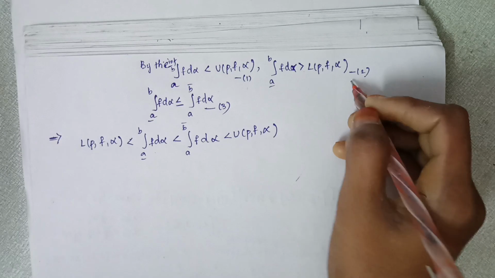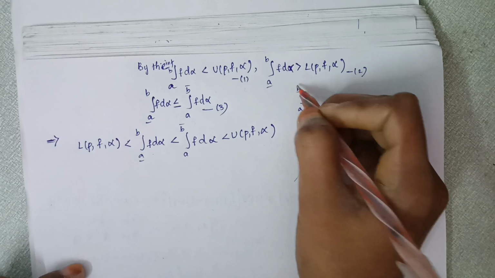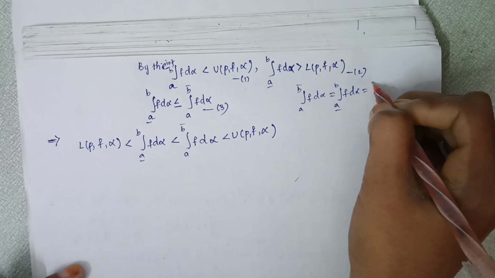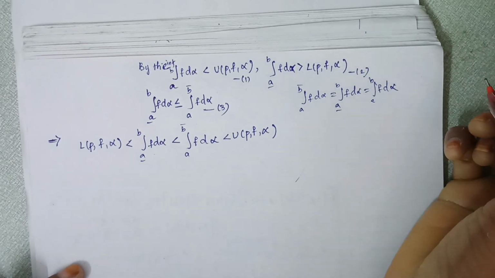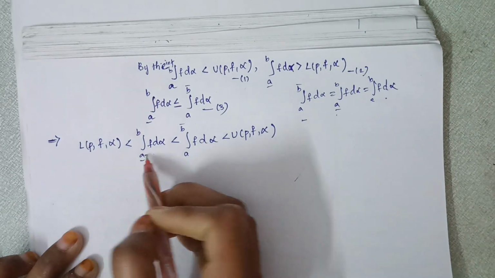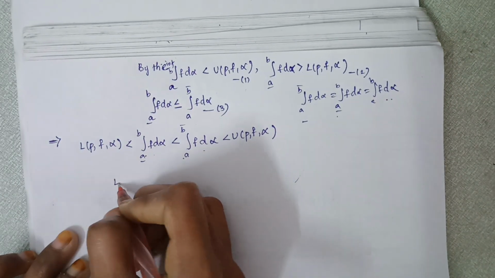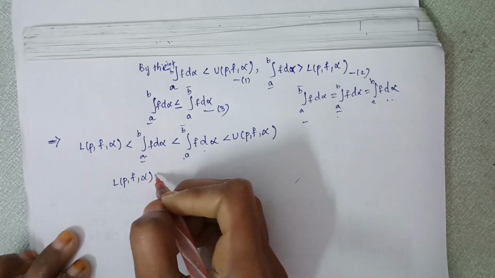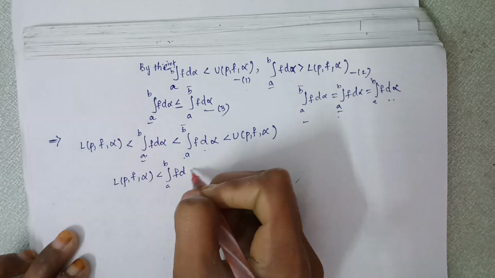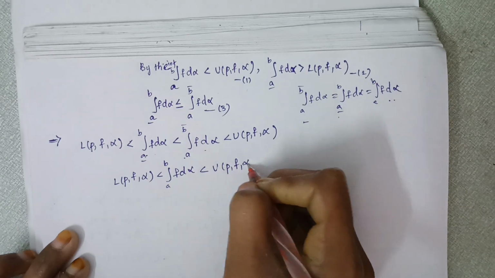And in the first we considered from the previous theorems, integral a to b bar f d alpha is equal to integral a bar to b f d alpha is equal to integral a to b f d alpha, right? So if this is equal to this and this is equal to this, in the place of this 2 I can replace integral a to b f d alpha, so I get L of P, f, alpha is less than integral a to b f d alpha less than U of P, f, alpha.